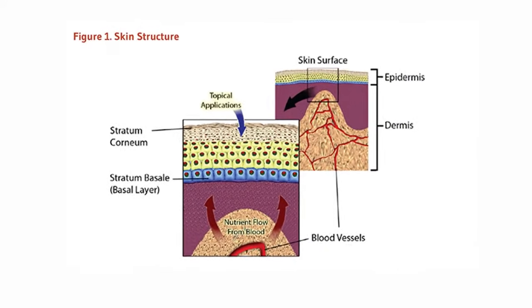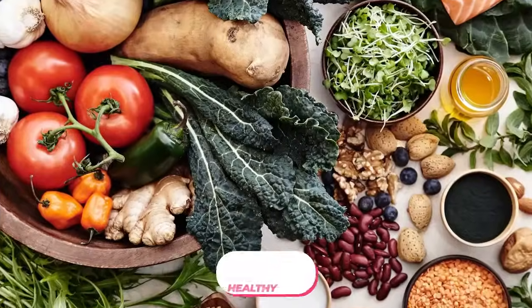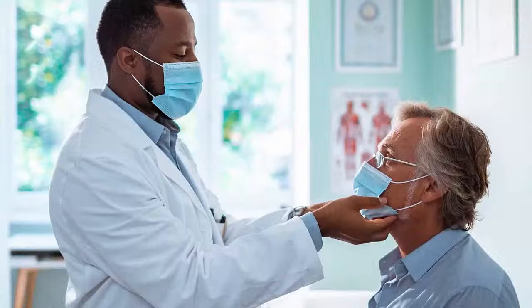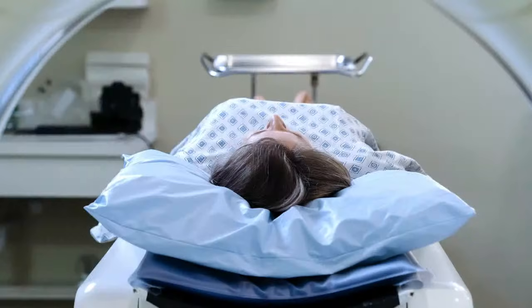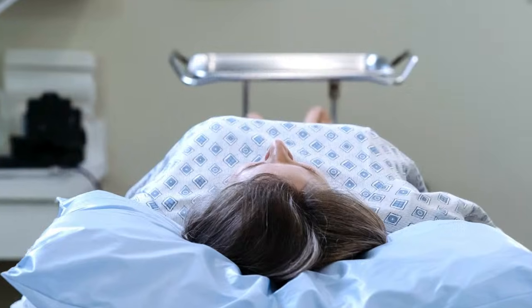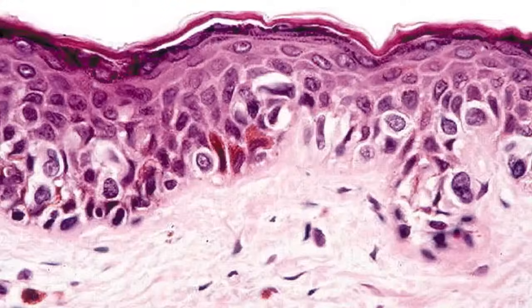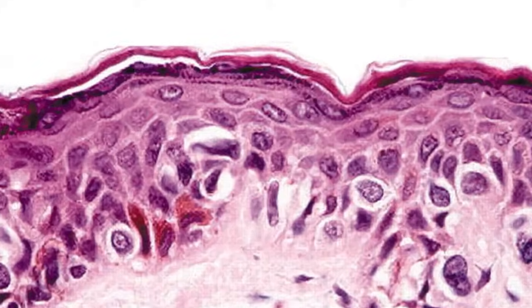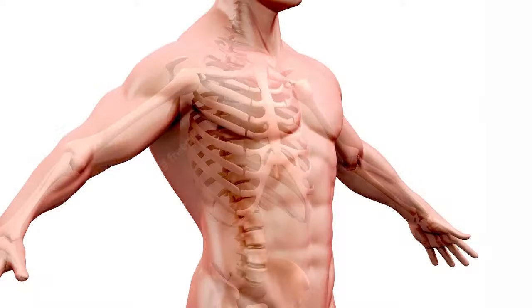It's important to take care of the integumentary system by maintaining a healthy diet, staying hydrated, and protecting the skin from excessive sun exposure that can cause damage. Regular checkups and screenings can help to detect any disorders or diseases of the integumentary system as early as possible. Overall, the integumentary system is a complex and vital part of the body that plays a crucial role in protecting the body from the outside environment.